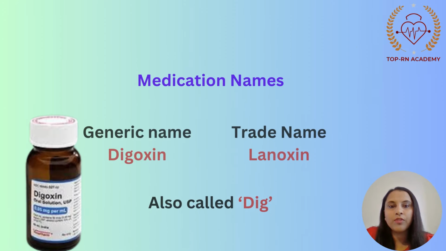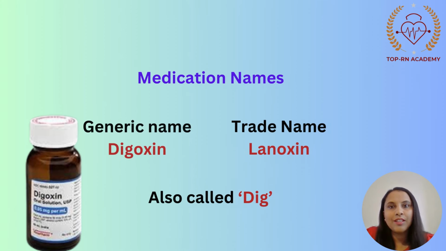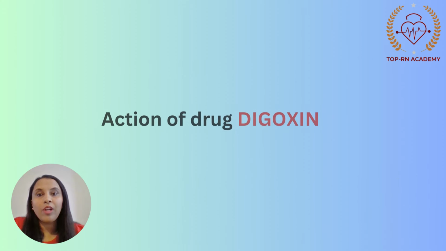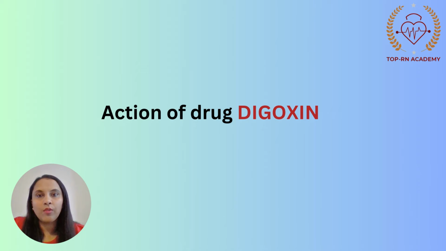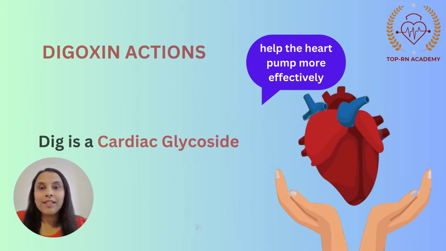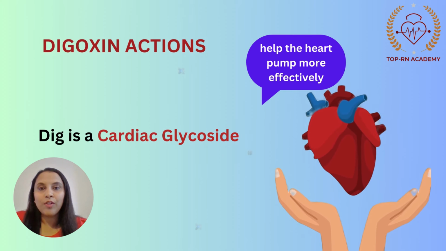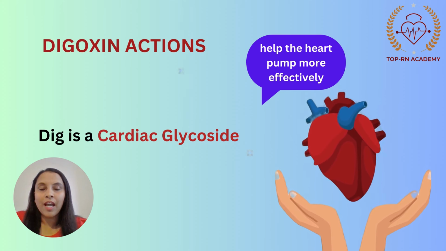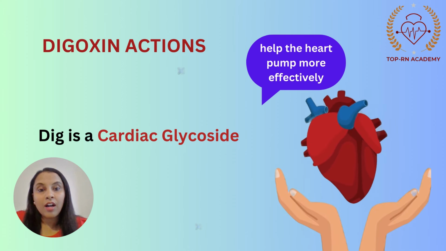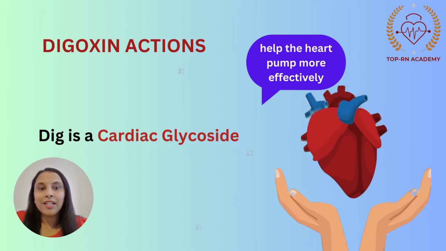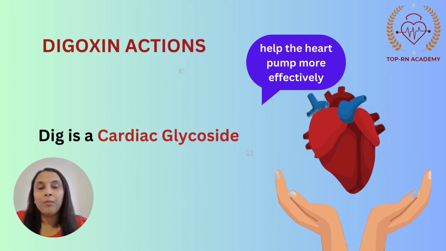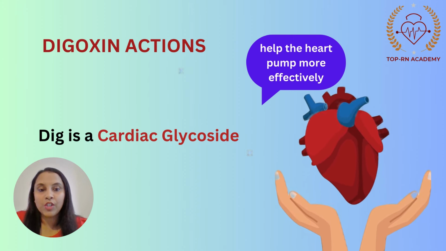The generic name of this drug is digoxin itself. The trade name is Lanoxin. The medical professionals usually call it DIG. Now let's see what is the action of this drug. Digoxin is a cardiac drug. That means it is given for patients with heart conditions. Our heart pumps blood and oxygen throughout the body. Digoxin is a cardiac glycoside. That means it helps the heart to pump more effectively and efficiently.